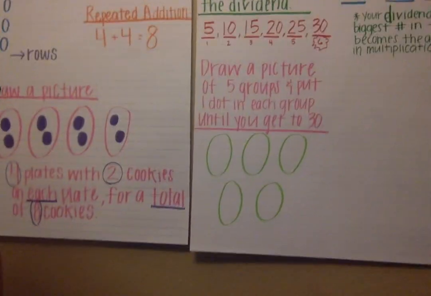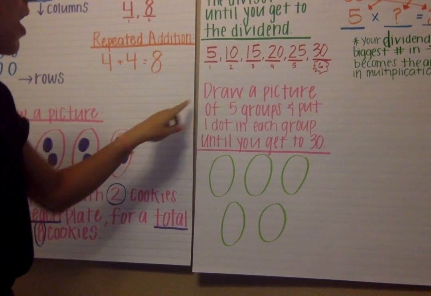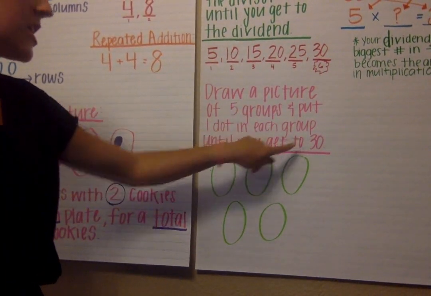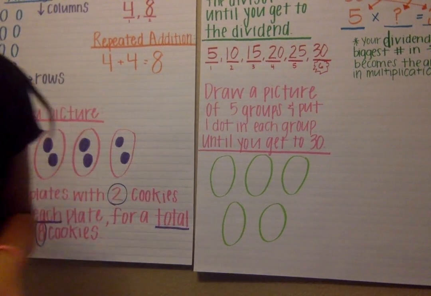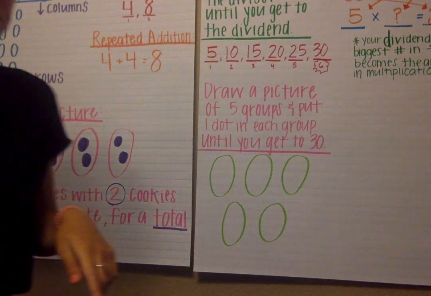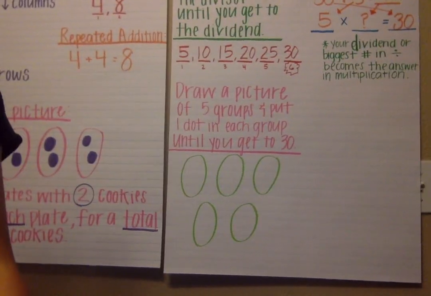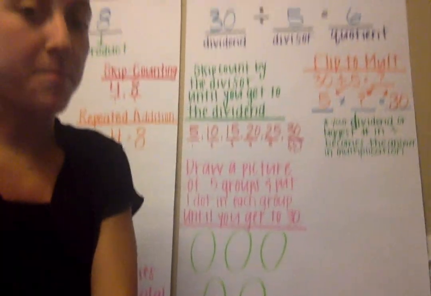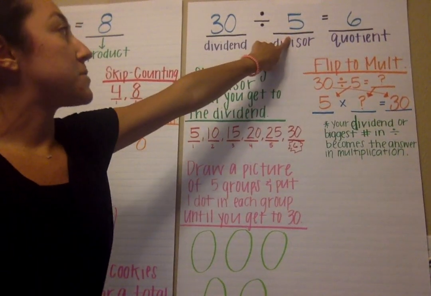The third way we could do it is you could draw a picture of 5 groups and put 1 dot in each group until you get to 30. So I left this one blank so that we can do it together. Hopefully you are doing it on your paper. So I've drawn 5 groups because if I go back up here, 5 was my divisor.